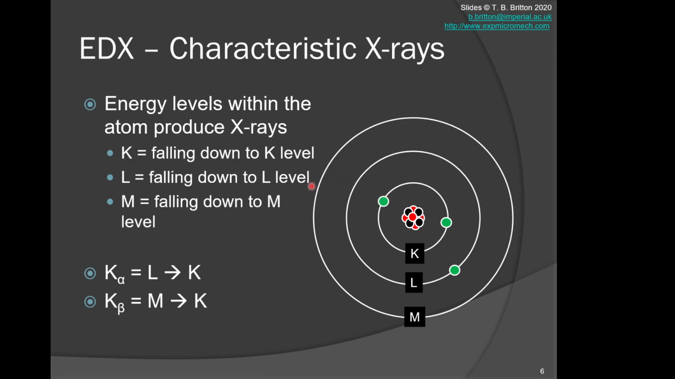An L line is effectively from the promotion and falling back down to the L, and an M line is similarly promotion and falling back down to M.